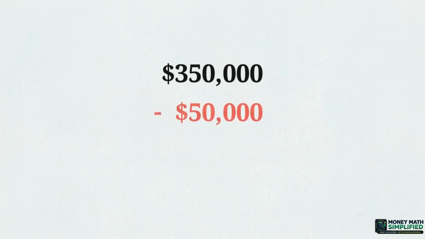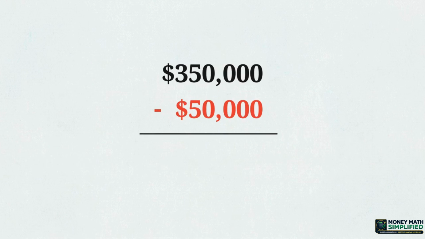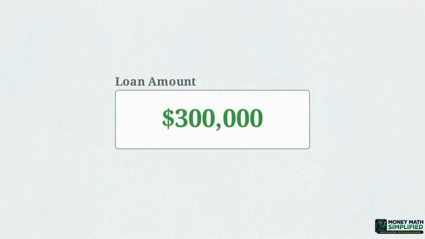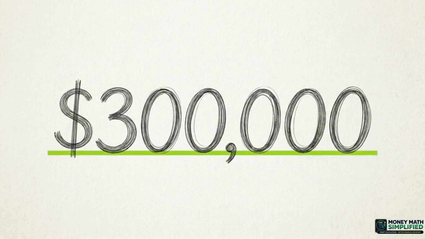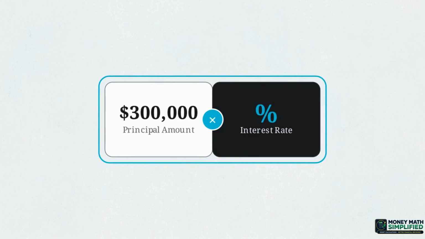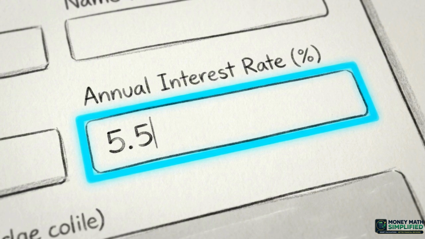You take the total home value, let's say $350,000, and subtract your $50,000 down payment. The result, $300,000, is your actual loan principal. You drop that final number into the loan amount field. Isolating this exact borrowed amount sets the correct baseline, because this is the specific figure the bank uses to charge you interest. Next is the annual interest rate field.